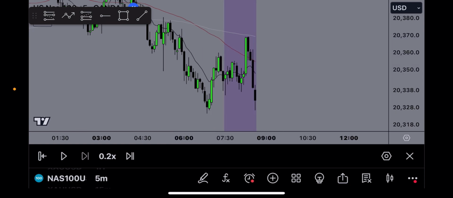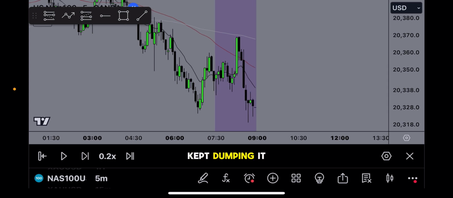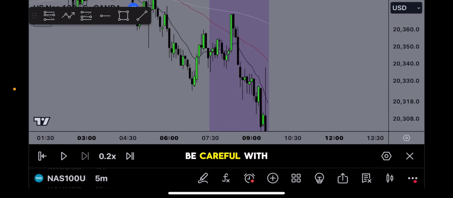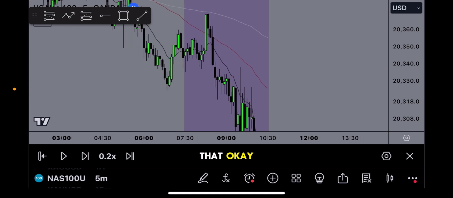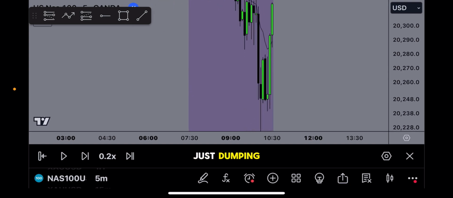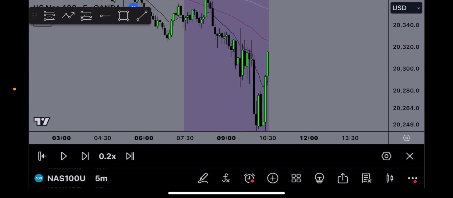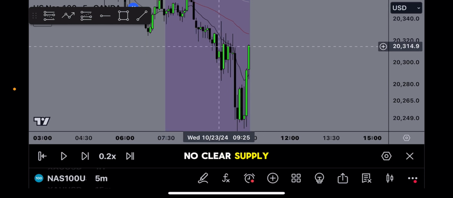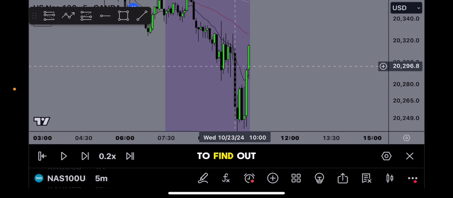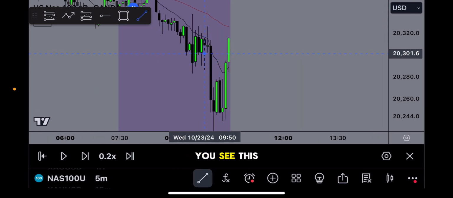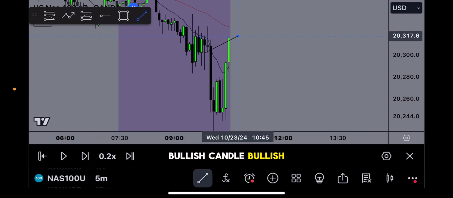Okay, look, price just kept dumping. It didn't do much. Right, so that's why you want to be careful with that, okay? And now look, now the 3 MAs are above price, and what is price doing? It's just dumping. See, but here there's not really any clear supply setup for you to find a trading opportunity to get in. And maybe this would have been a supply setup right here. You see this bullish candle, bullish pullback.